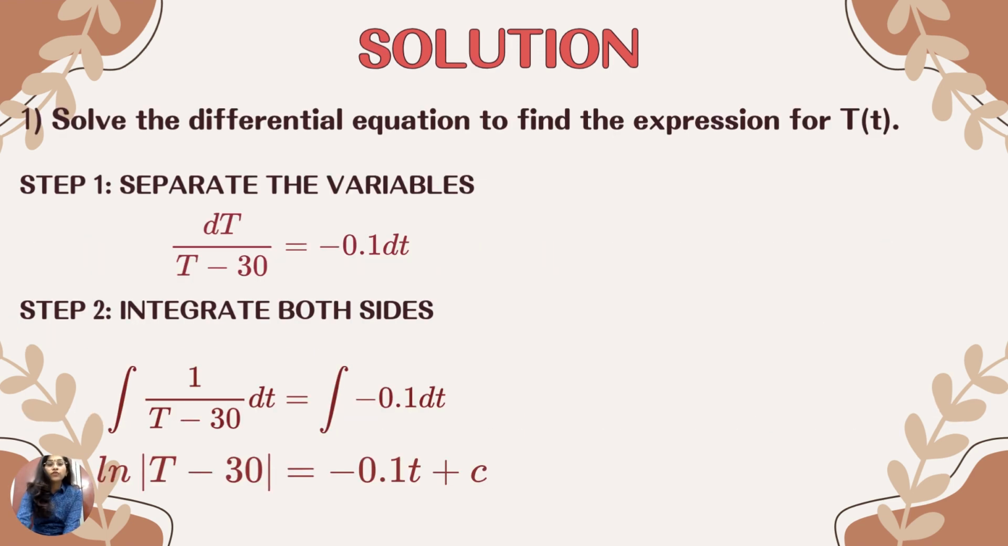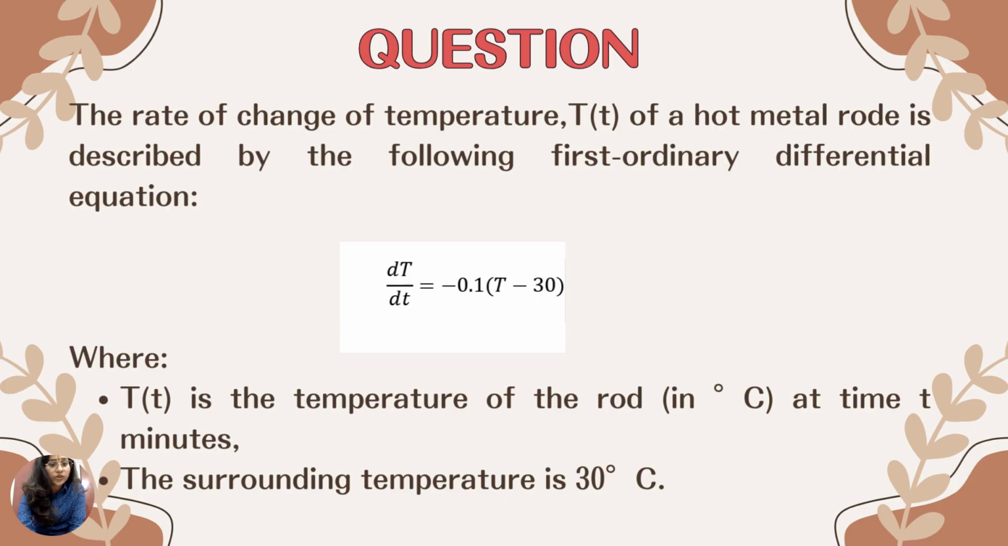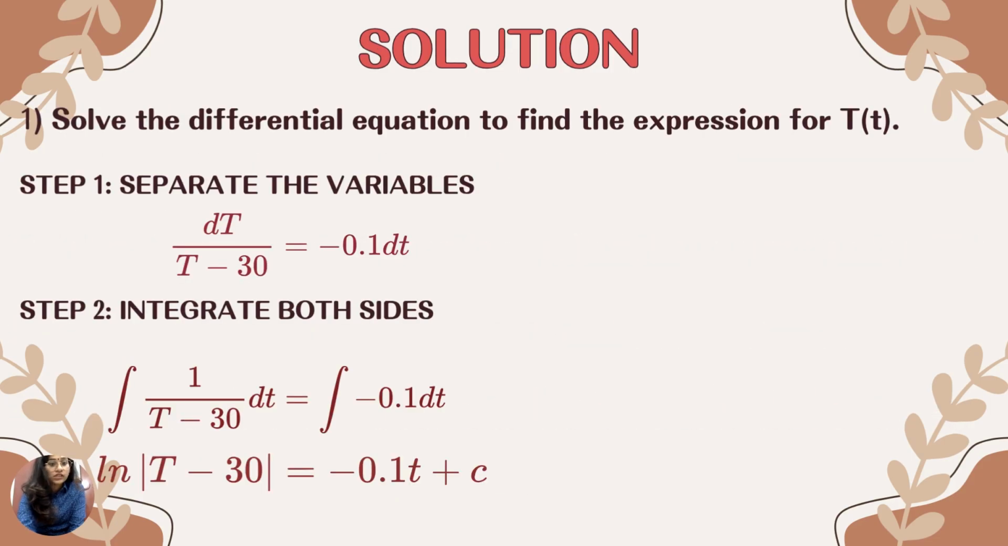Now we will go for the first question, which is to solve the differential equation to find the expression for T. As the first step, we have to separate the variables. This is the original equation, so we bring dt to the right hand side and bring T minus 30 to the left hand side. This is the equation we get after separating the variables, and we integrate both sides as the next step. If we integrate, we get ln of T minus 30 equals negative 0.1 t plus c.